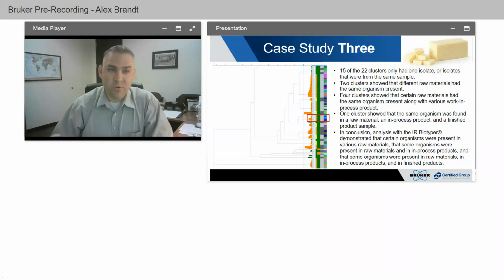So this was likely our spoilage organism that was causing the finished product spoilage problems, coming all the way through this process. And so we were able to tie it back to a certain raw material and see that it was able to survive as it went through the in-process product and then all the way to the finished product. So in conclusion, analysis with the IR biotyper was able to demonstrate that certain organisms were present in various raw materials, some were present in raw materials and in-process products, and some, in particular this one we were just talking about, were present in raw materials, in-process products, and in finished products.